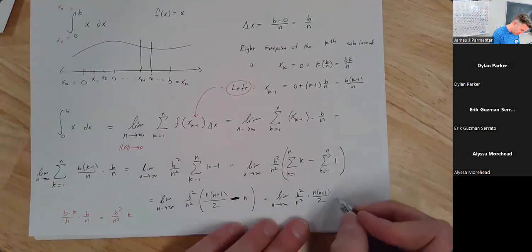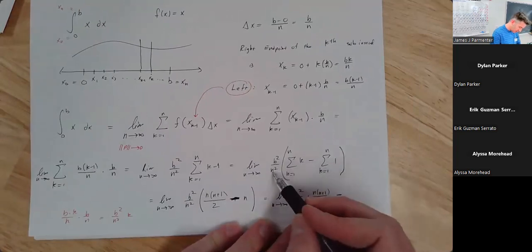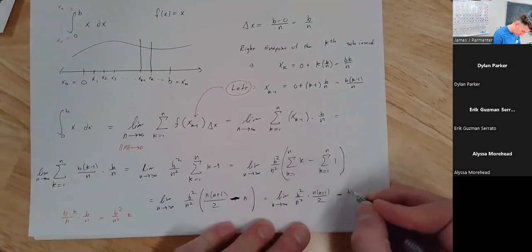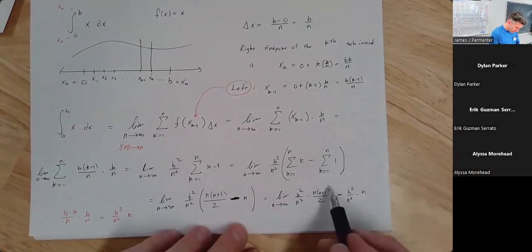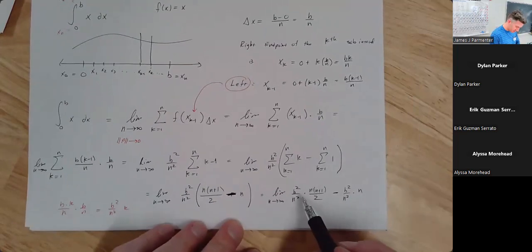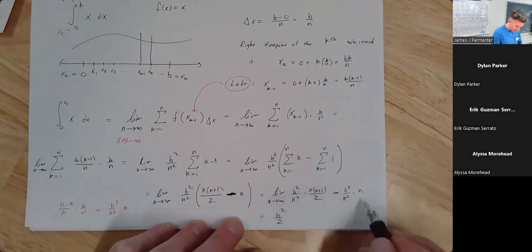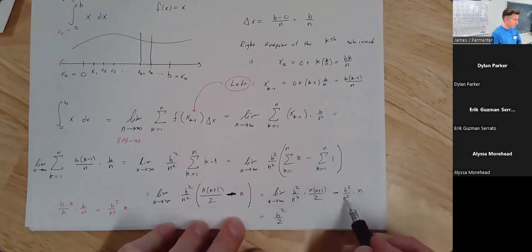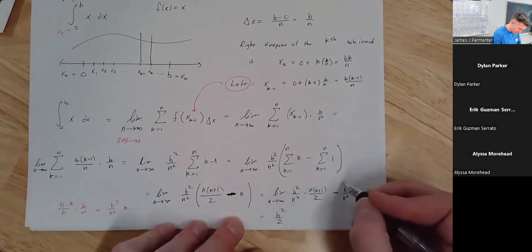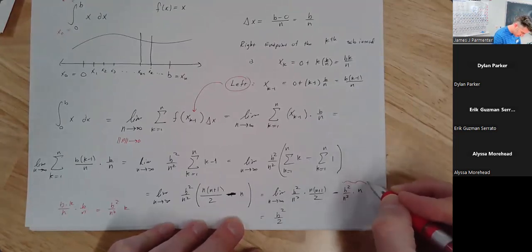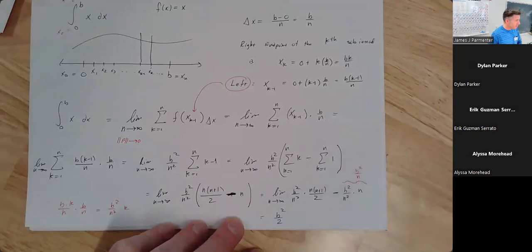And then we have minus b squared over n squared times n. As for the limit of this, well, the leading term on top is b squared times n squared, and the leading term on the bottom is 2n squared. So that's going to be b squared over 2. And here, if you have n times b squared over n squared, that reduces to b squared over n. And as n goes to infinity, that's going to go to 0.